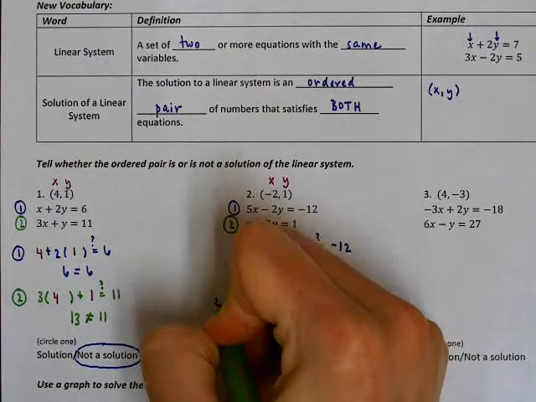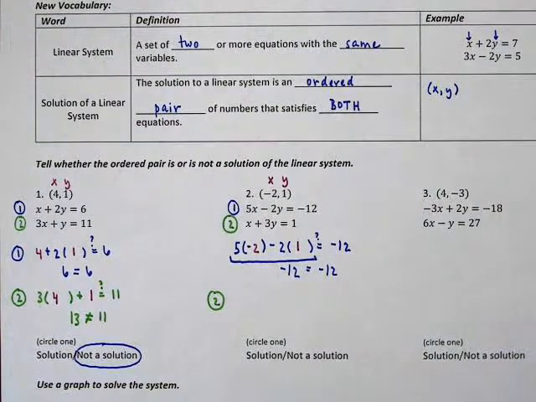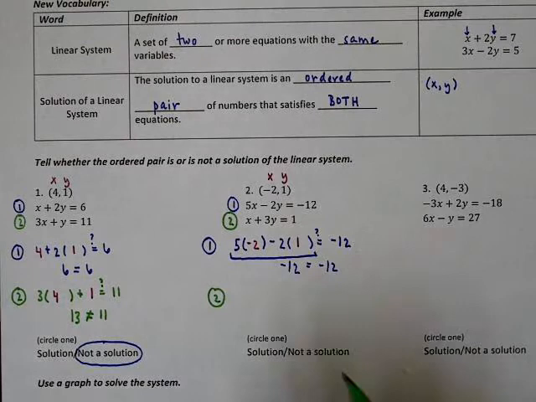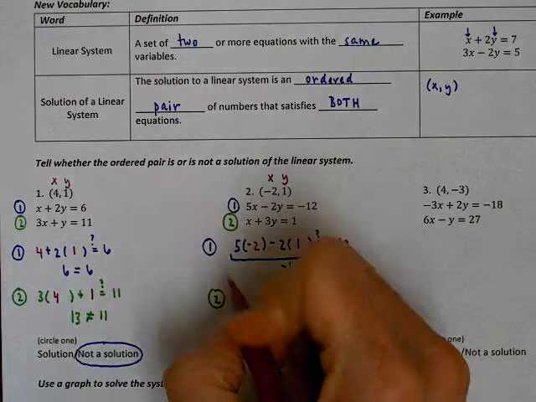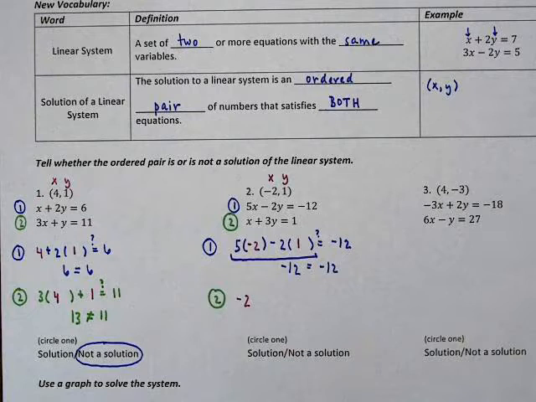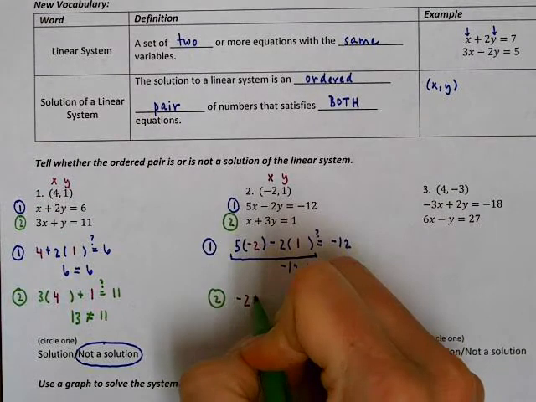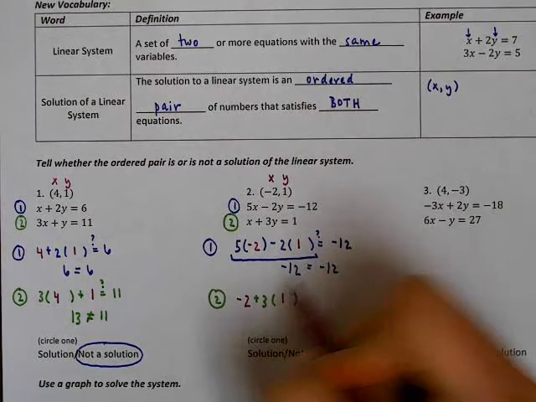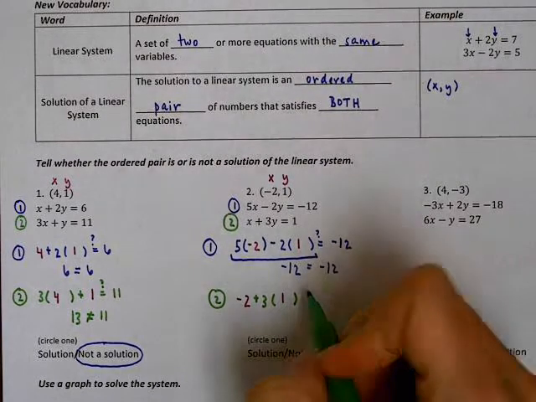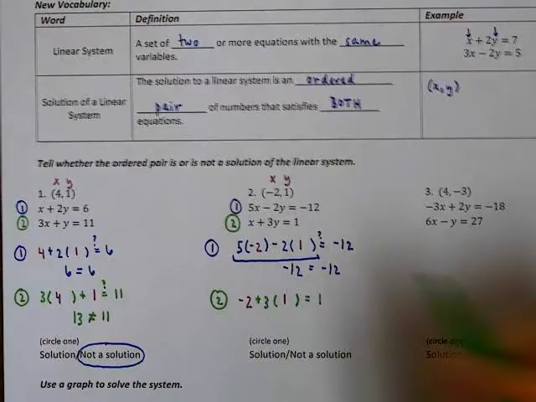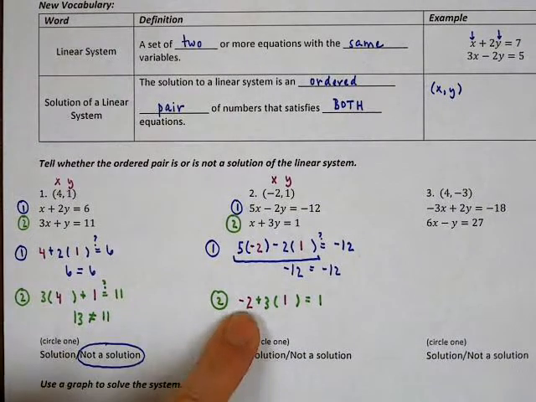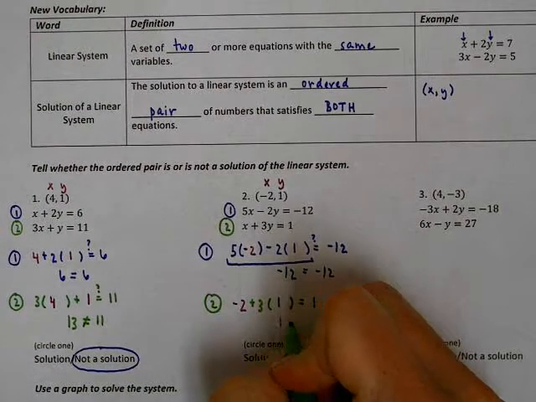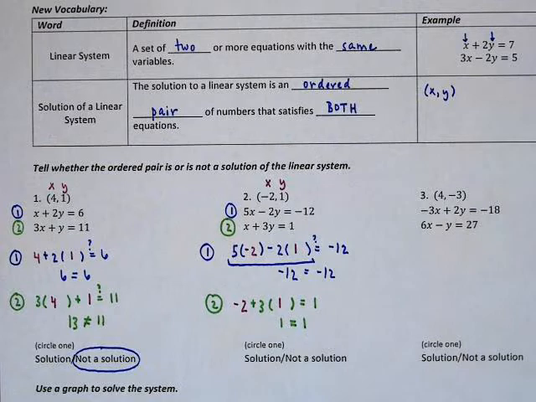For number 2, I guess I should have labeled this as my check for number 1. So for number 2, I have x. Well, my x coordinate is negative 2. Then I have plus 3 times my y coordinate, which is 1. And I want to check, is that equal to 1? So again, I'm going to evaluate the left side. I have a negative 2 plus a positive 3. That's going to give me a 1, which is equal to 1.